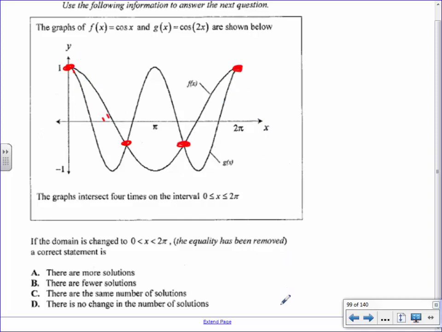Now this one was really sneaky. They said, what happens if the domain is changed from 0 to x to 2 pi? And I made a note, what happens when the inequality gets removed? Are there more solutions, fewer solutions, the same number of solutions, or no change in the number of solutions, which is really interesting. You guys see the trick to this one? What's the answer?